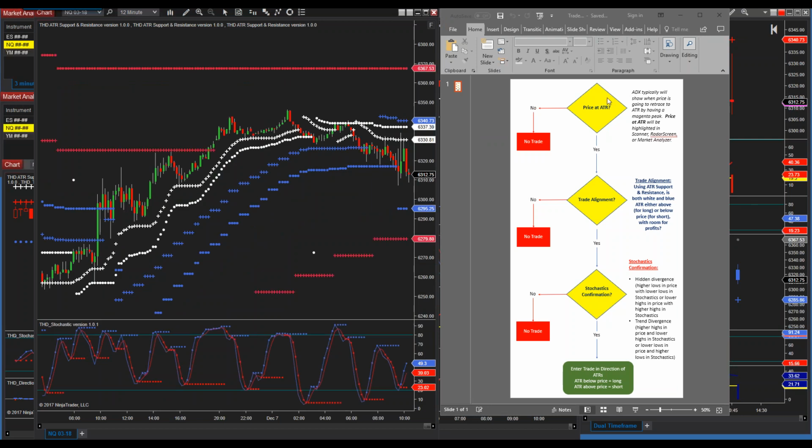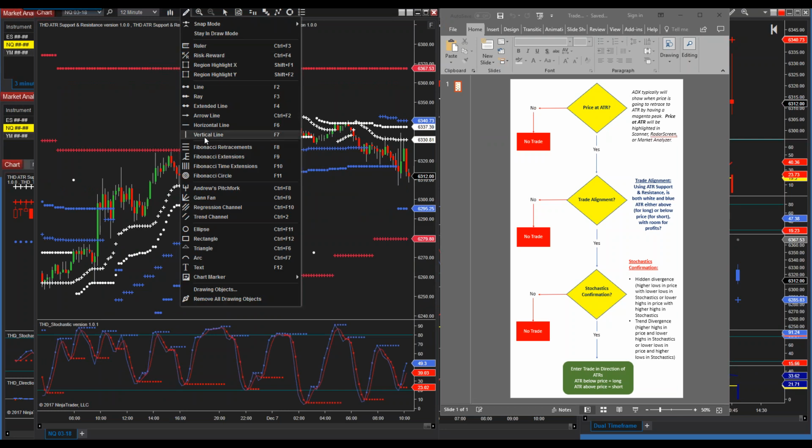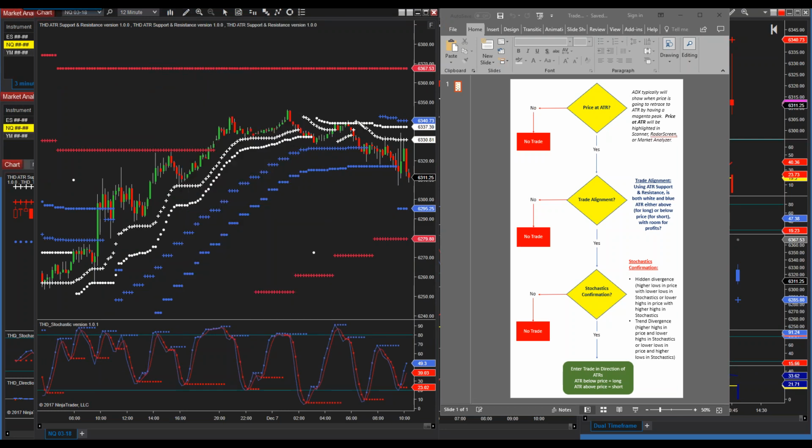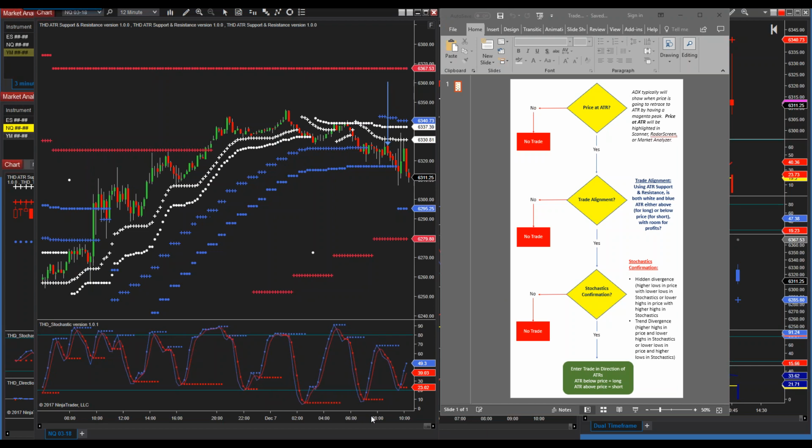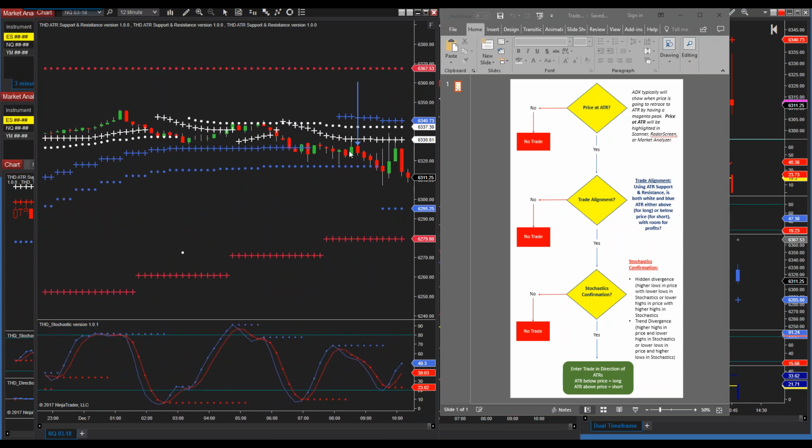Now, is price at an ATR? I'm going to mark where my entry was, and it was on this bar right here. Do you see how price had been at that ATR? It was at the ATR here. This formed the reversal bar. Do y'all see that?